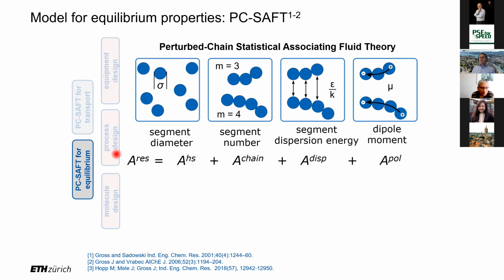It's actually a model for the residual Helmholtz energy given here. And what the model does is basically it computes the residual Helmholtz energy as a summation of different contributions. We have a hard sphere contribution. The model describes chains. That's where the name comes from. So a chain contribution. Then you have dispersive interaction. You have polar interaction. And in fact, by now there are even more terms to take into account.